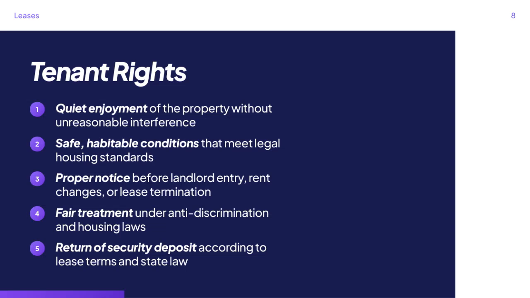Now let's talk about tenant rights, which are crucial for anyone renting a home. First, tenants have the right to quiet enjoyment of the property, meaning they should be able to live without unreasonable interference from the landlord or others. Second, the property must be safe and habitable, meeting all legal housing standards to ensure your living space is healthy and secure. Third, landlords must give proper notice before entering the property, changing rent, or terminating the lease. This gives tenants time to prepare and ensures transparency.